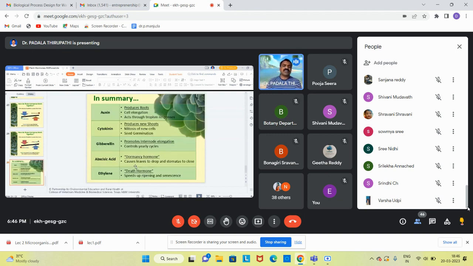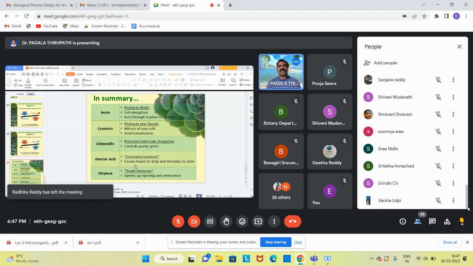Whenever we apply gibberellins and flowers are produced, we can call that bolting. Okay, the bolting is caused by gibberellins, and the Richmond Lang effect is caused by cytokinins. And this slide shows the five different types of phytohormones. What are the roles of these phytohormones?